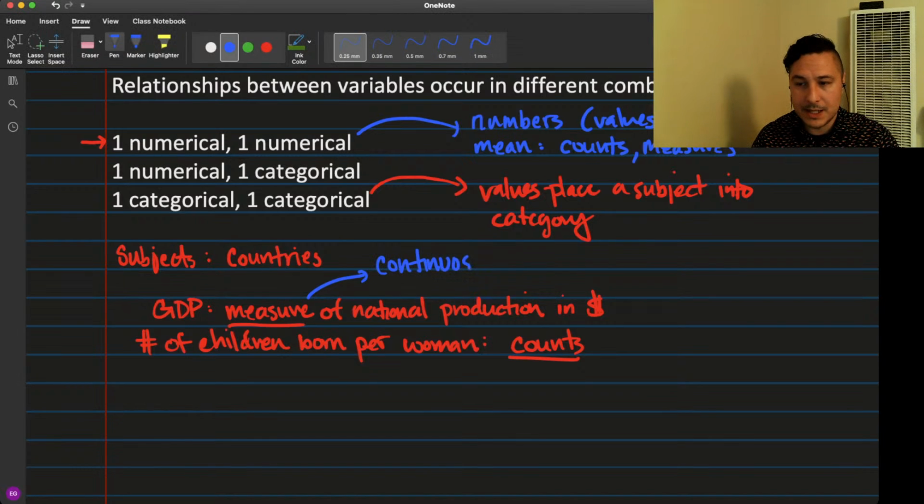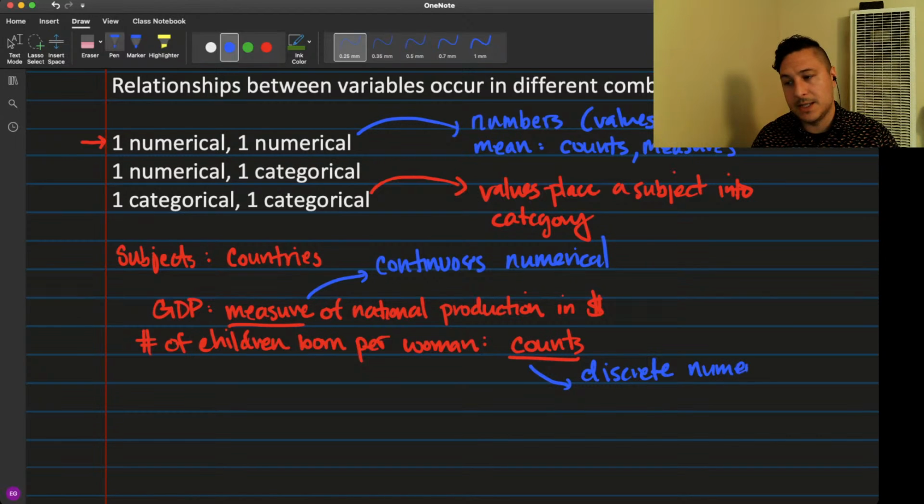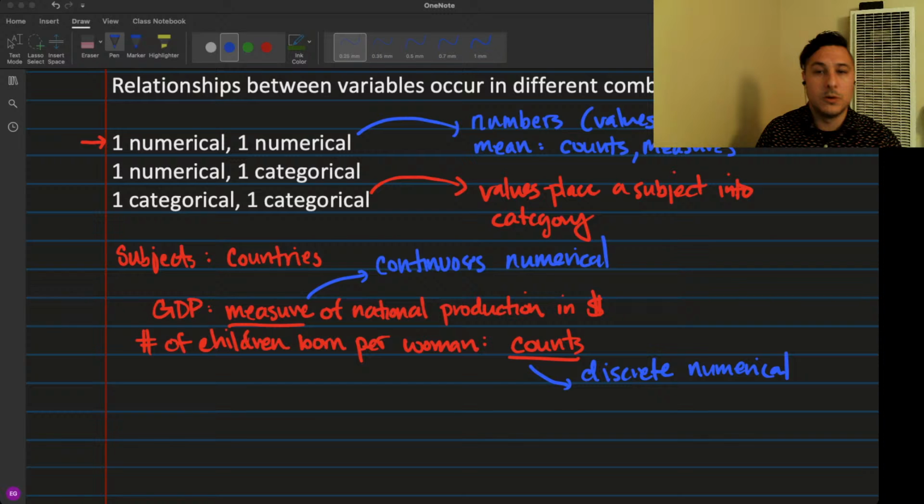So this is a continuous numerical variable. Now, because number of babies born counts, that is a discrete numerical variable. So remember, discrete is something that counts, continuous is something that measures, or in other words, we'll have decimals, because you can't have decimals if you count something. Right? There's either one or there's two babies. There's no 1.67 babies. That makes no sense. You either have a baby or you don't.